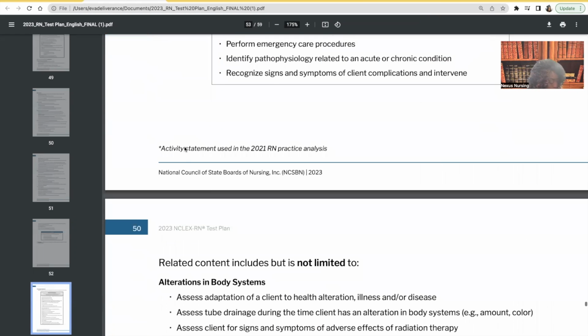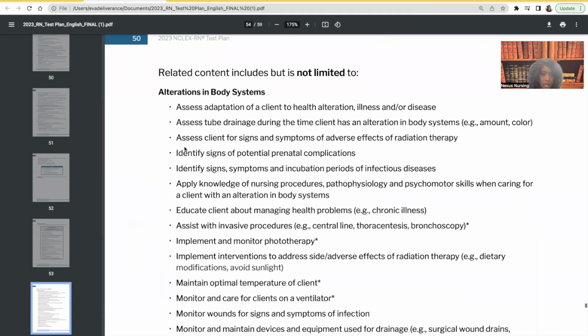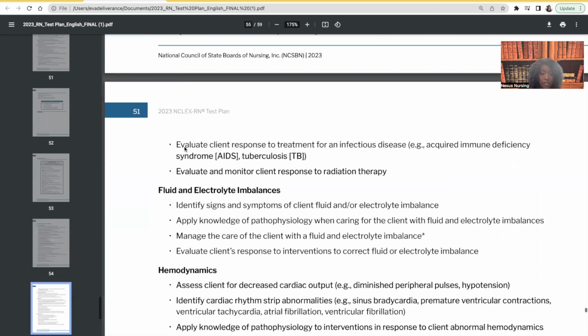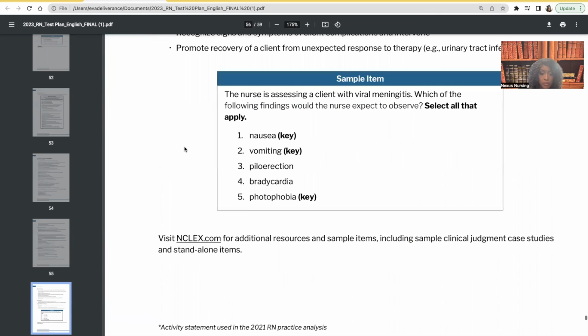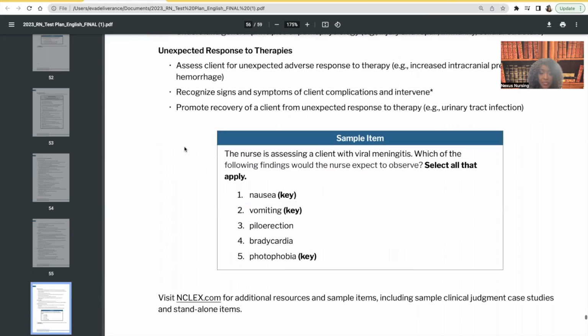And there's one more. Was that page 48? Yes. So one more, page 52. The nurse is assessing a client with viral meningitis. Which of the following findings would the nurse expect to observe? Select all that apply. How do we treat select all that apply? As true or false.